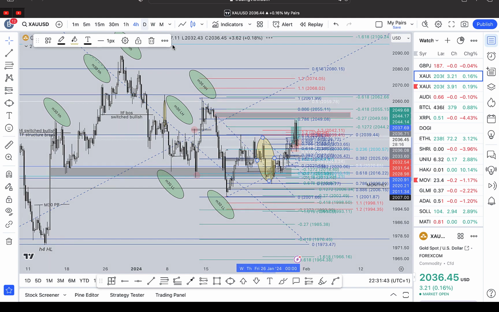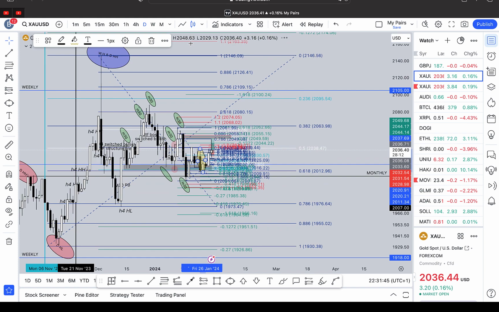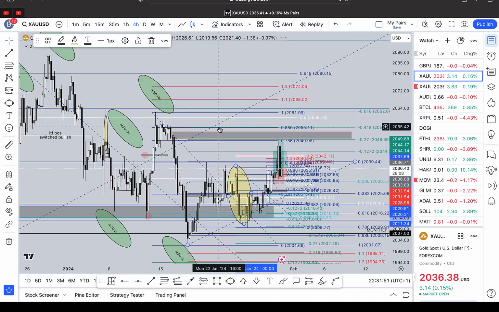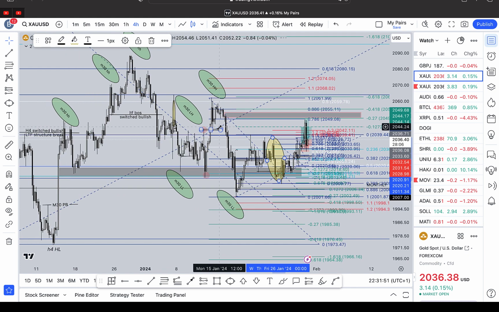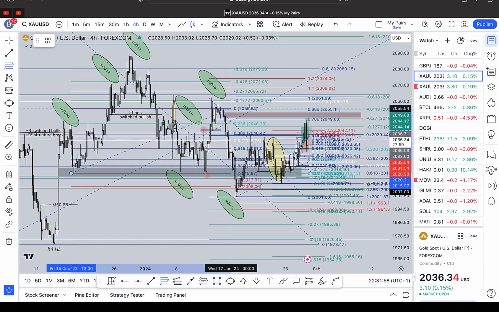But again, remember, daily takes precedence. The daily time frame is bullish, right? The daily time frame is bullish. Oh, I'm sorry, we are still on an uptrend. I'm so sorry, guys. I keep mixing it up. We're still on an overall uptrend right here.